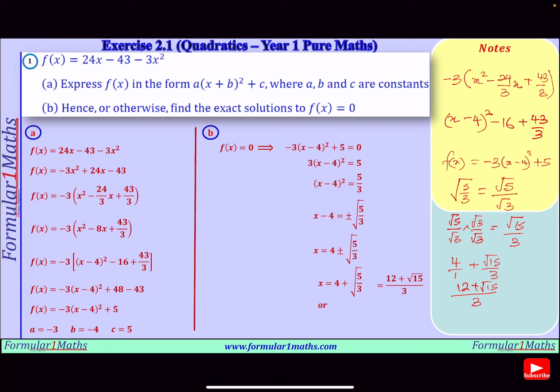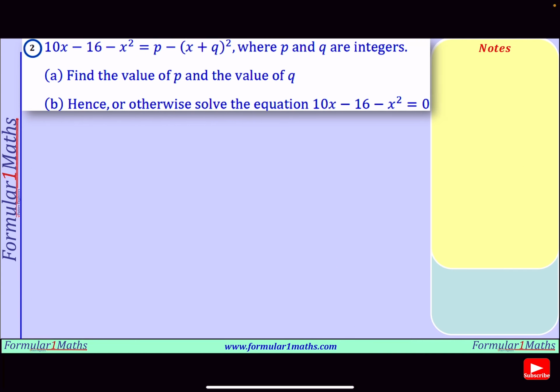The other solution is x is equal to 4 minus square root of 5 over 3. Similarly, this can be written as 12 minus square root of 15 over 3. So that's question 1. Question 2.